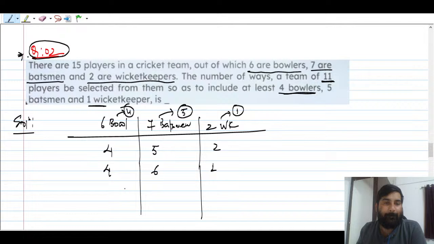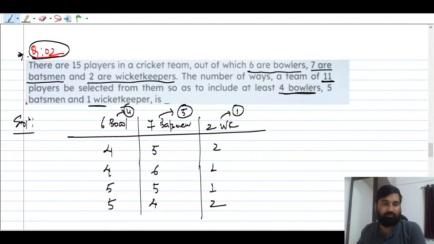So we are going to take five bowlers, right? If you are going to take five bowlers, let me take the maximum, you can say five batsmen. One wicket keeper should be there, right? So I think this is clear. If you are going to take five, you should take four. So two wicket keepers is possible, right? I think this is clear for all.